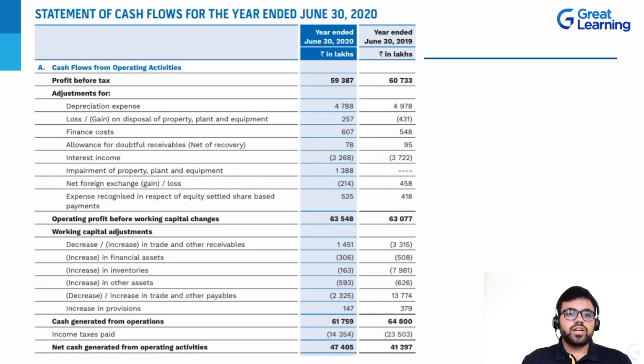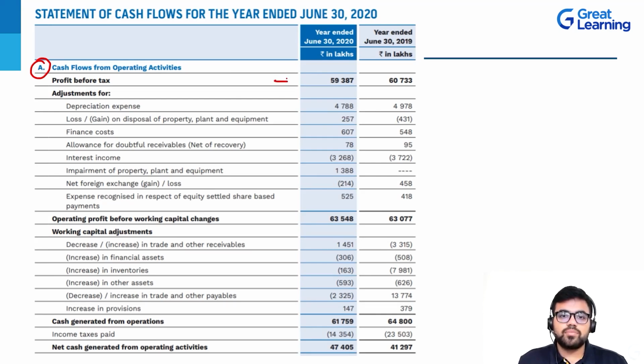So here we have a cash flow statement of the same FMCG company. As mentioned before, it has primarily three types of cash flows. First is the A part, that is cash flow from operating activities. Now, we have seen in the income statement the profit before tax.